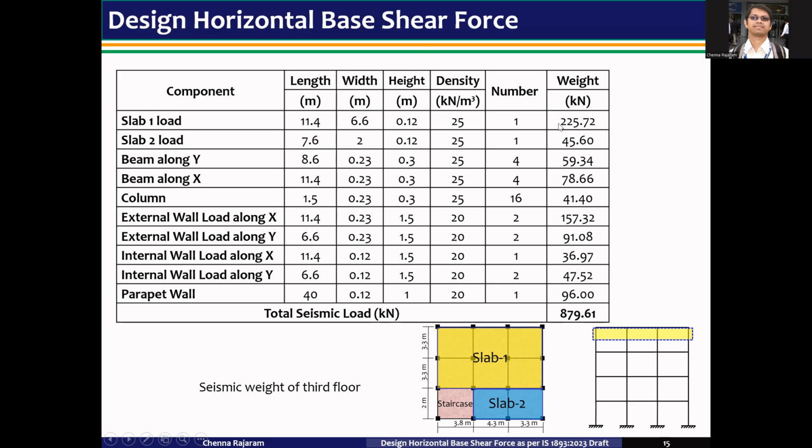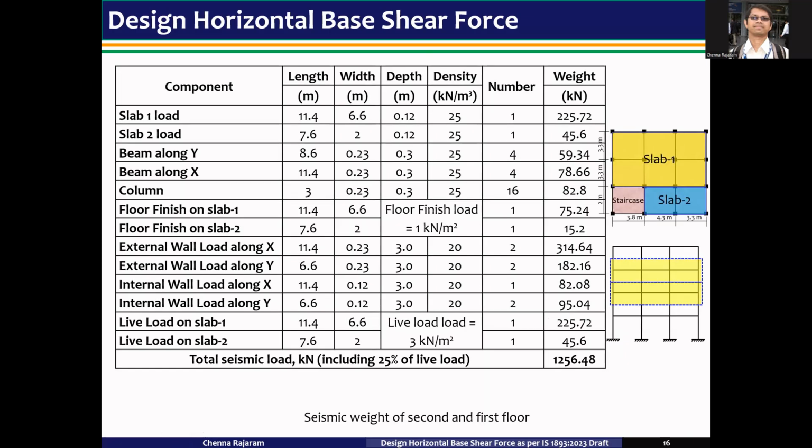So after summing up all the weight values, we arrive at 879.61 kilonewtons. So these load calculations are for seismic weight of the third floor. Similarly, for second floor and first floor, here we need to consider the floor finish load and live load. Floor finish load we consider as 1 kilonewton per meter square, and live load is considered as 3 kilonewton per meter square.